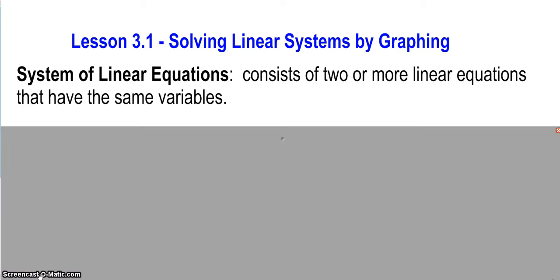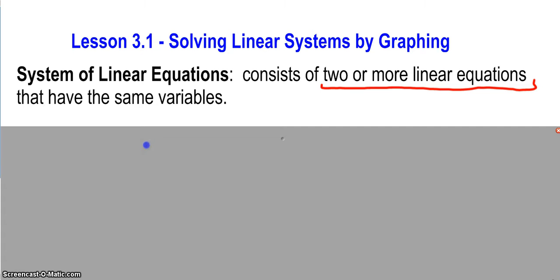Okay, we're going to start lesson 3.1, which is our first lesson in Unit 3. And this unit is really all about systems of equations and inequalities. So in this very first lesson, we're going to make sure that you understand what a system of linear equations is. A system of linear equations consists of two or more linear equations that have the same variables. And we are going to consider those two or more linear equations all on the same coordinate plane.